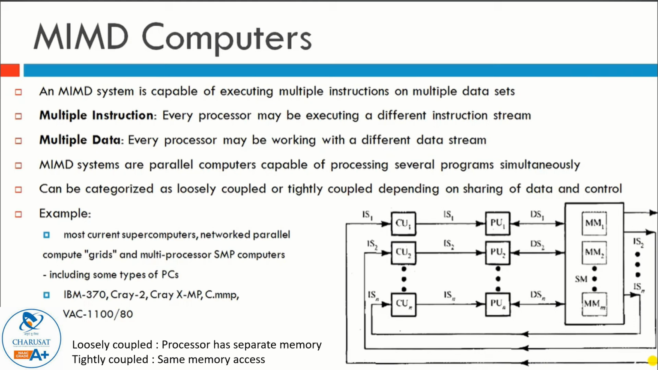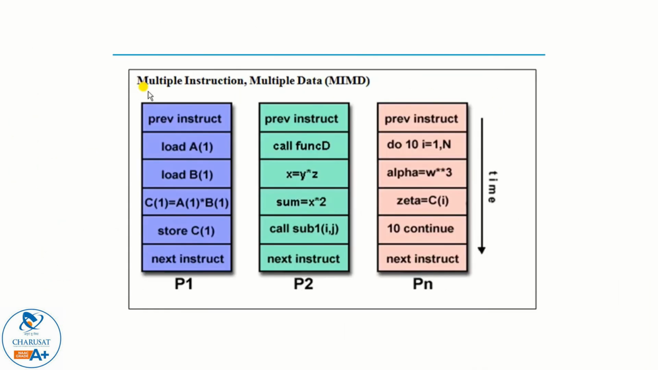So we can say that when we are working with multiple instructions with multiple data, that is called MIMD computers. We can show in the figure that we are working with different data and different instructions. So that is called MIMD, multiple instruction multiple data.